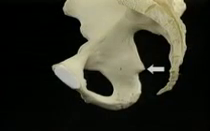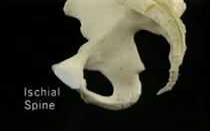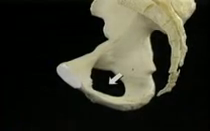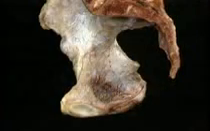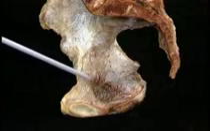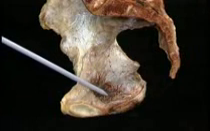This sharp prominence is the ischial spine. The large hole in the lower part of the hip bone is the obturator foramen. In the living body, it's largely closed off by the obturator membrane.